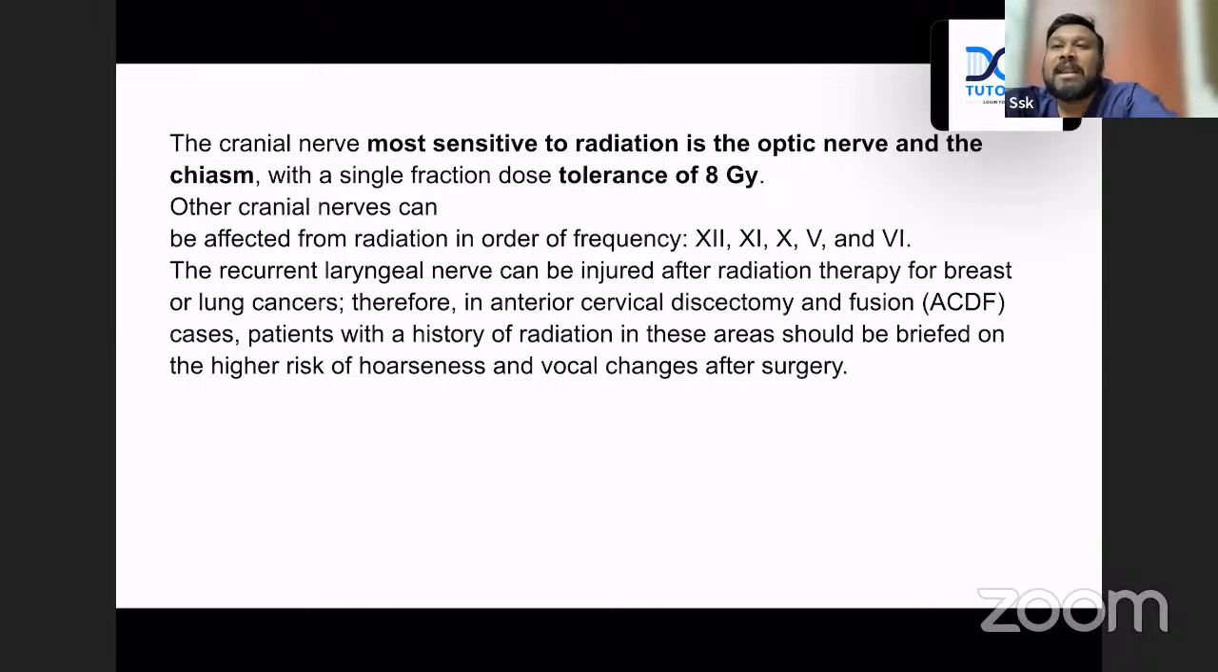The recurrent laryngeal nerve can be injured after radiation therapy for breast cancer or lung cancer. Therefore, in anterior cervical discectomy and fusion cases, patients with a high risk history of radiation in these areas should be briefed of the risk of hoarseness and vocal changes after surgery. Okay.